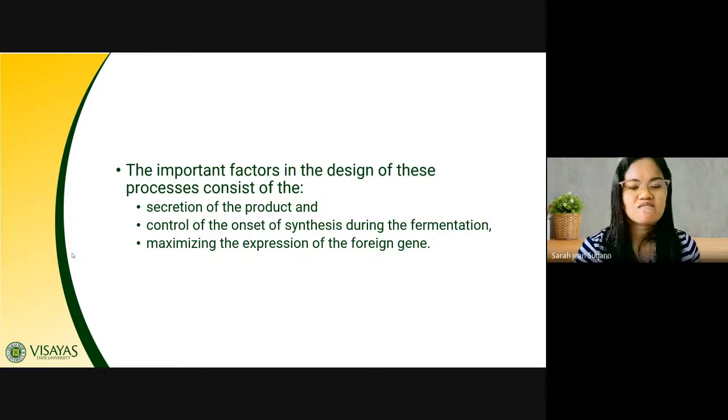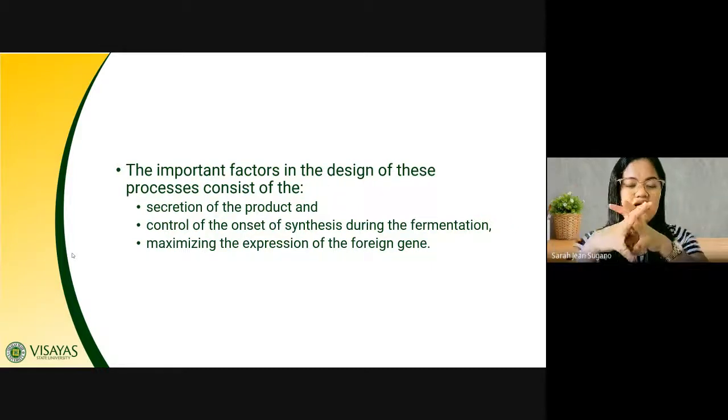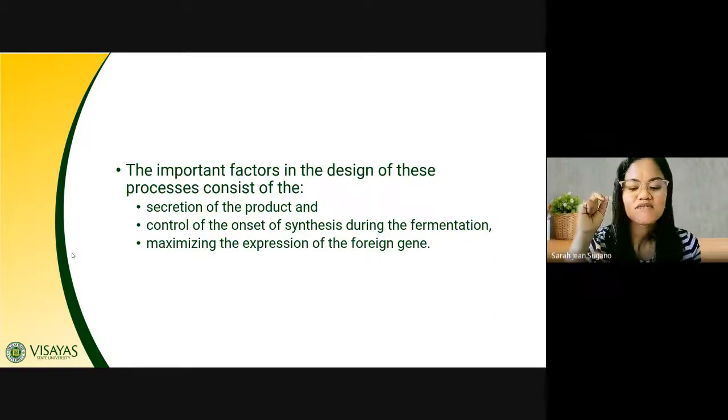And then the third is maximizing the expression of the foreign gene. Of course, you have to see to it that the foreign gene is stable, because there are many cases, and it's really a natural way of the microorganisms, that in the next generation the foreign gene will not be replicated in the other cells. So in the recombinant DNA process, there is a so-called selection marker or selection method. How will you know that this microorganism, or this colony, has the foreign gene? You have to test these colonies, these cells, if they really possess the foreign gene.